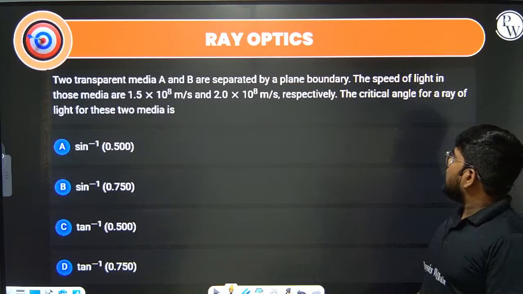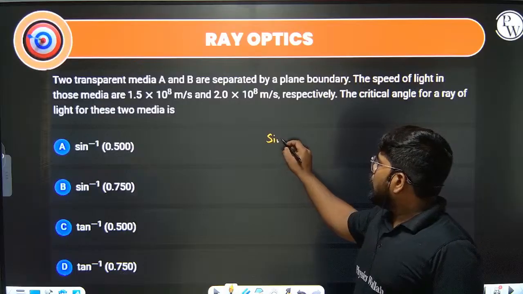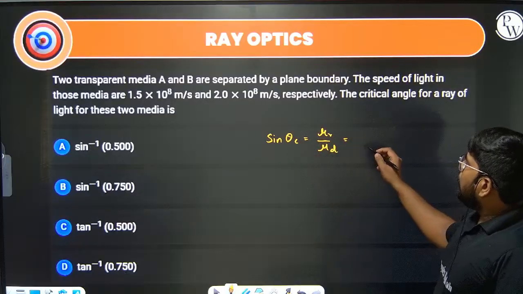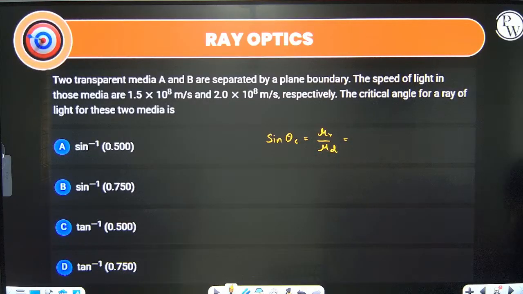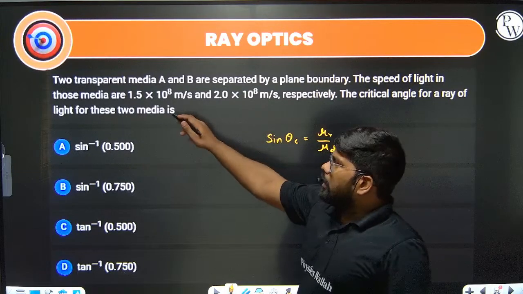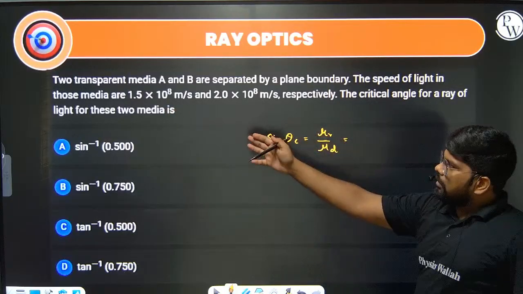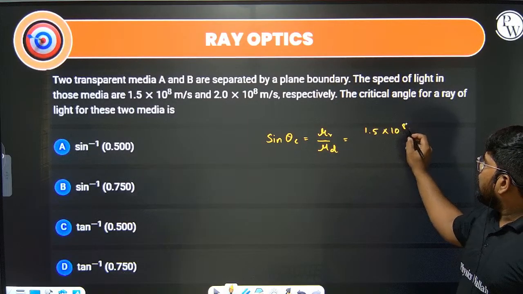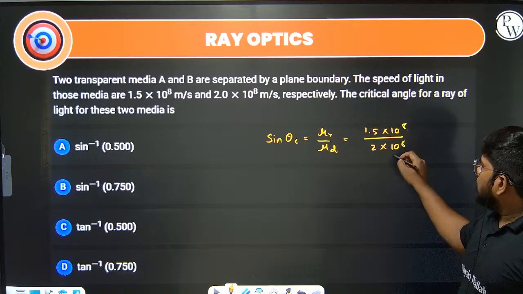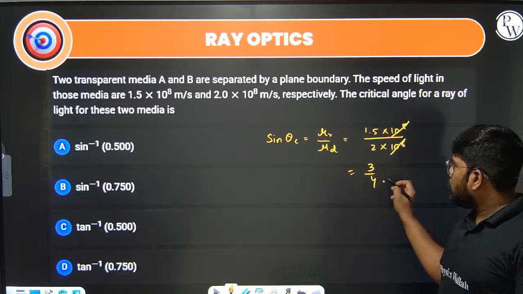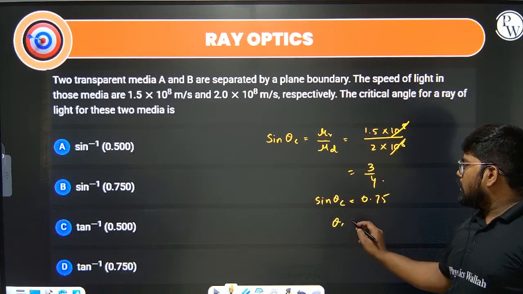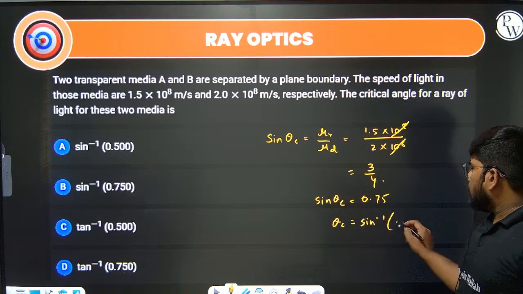Okay, and now once again, critical angle finding. How to find the critical angle? Sin theta c is equal to mu r by mu d. So if you want to find the refractive index here from the speed, we can go with the lesser speed, that is 1.5 into 10 power 8 by 2 into 10 power 8. So this cancels, and it comes out to be 3 by 4, that is 0.75. So theta c is equal to sin inverse of 0.75.